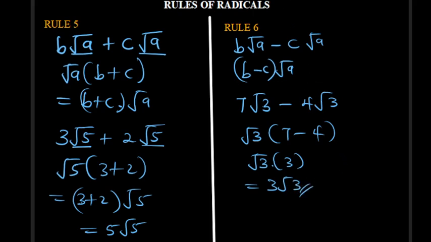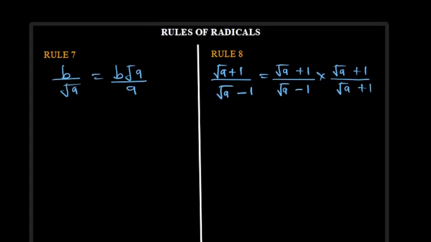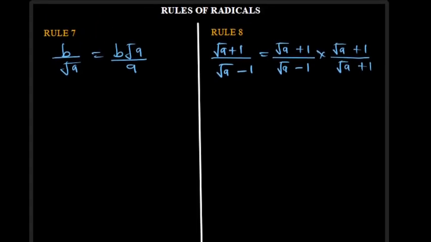Okay, then for the next one, rule 7. Anytime you have b over root a, this is always written as b root a over a.